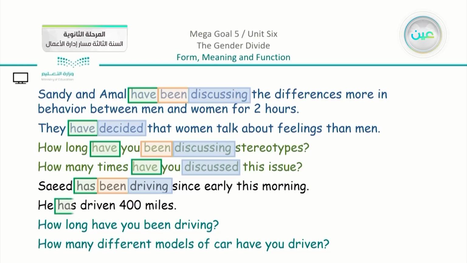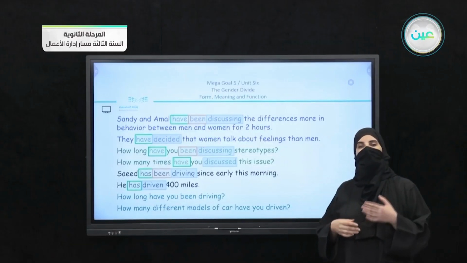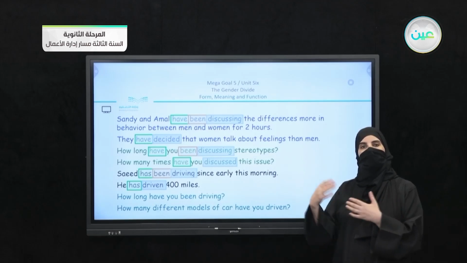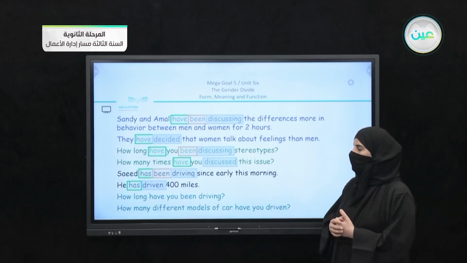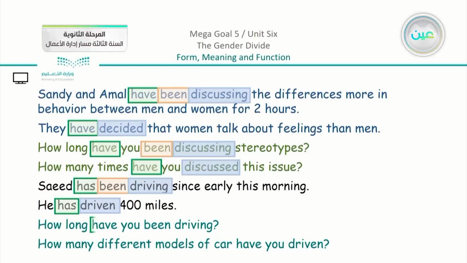He has driven 400 miles. We can see that we have here the present perfect simple by using "has driven." Now here we have the result. What is his result? That he has driven 400 miles. And we can see that basically we have the simple because of the number of the miles that we have.